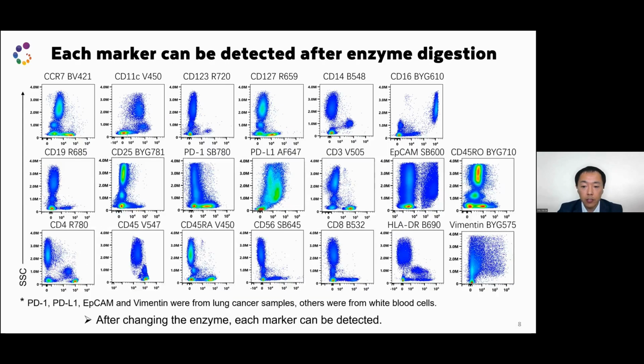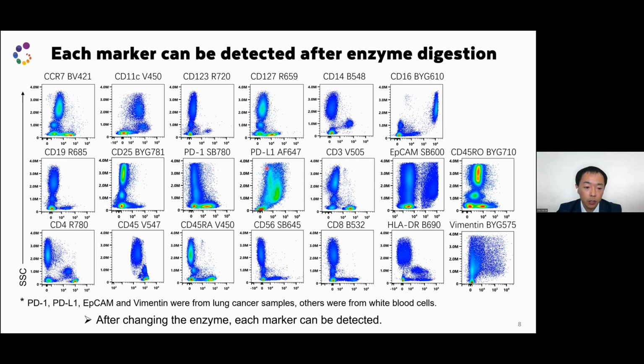We know that enzyme digestion may influence the marker expression, so we checked the expression on blood and tissue samples. We can see from this slide that all markers can be detected. CCR7 is mainly expressed on lymphocytes. CD11c was much brighter on monocytes. CD123 is expressed on basophils and dendritic cells; its side scatter was between the monocyte and the lymphocyte. CD14 is on monocytes. CD16 was brighter on neutrophils and dimmer on lymphocytes.